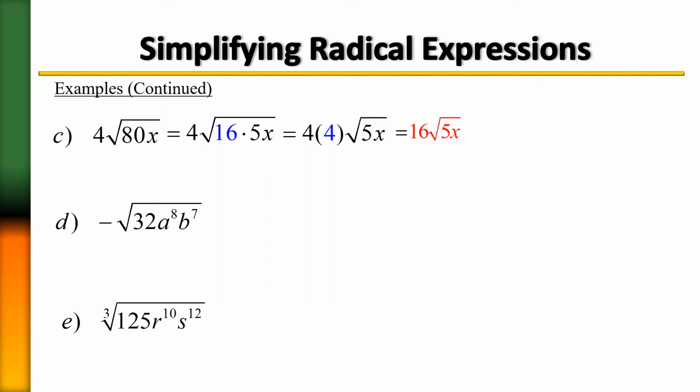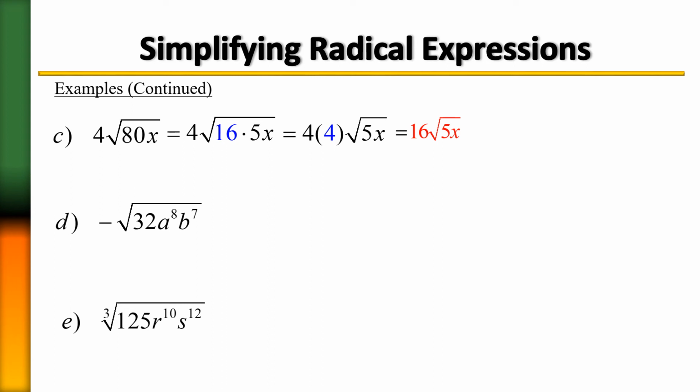In the second example, we have a negative in front of it, so remember we're going to solve it as usual, but it's going to be negated, so we have to put that negative there. So let's focus on solving for right now. 32 is not perfect, but it does have a perfect inside of it. Let's look at the variables and see if they're perfect.